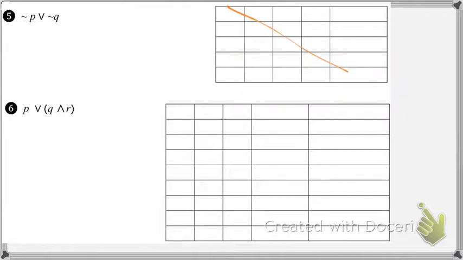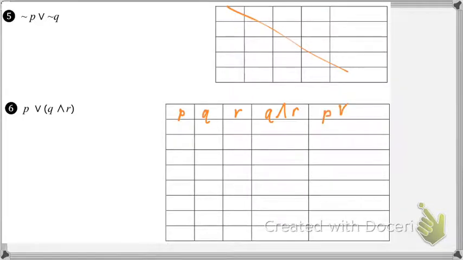Now, number 6, we're still going to start off the same way. We're going to put all of our normal statements first. So what normal statements do we have this time? P, Q, and R. Then we're going to put disjunctions and conjunctions, but we're going to work inside out. So we're going to do the one inside the parentheses first, Q and R, because parentheses tell us it comes first. Order of operations.